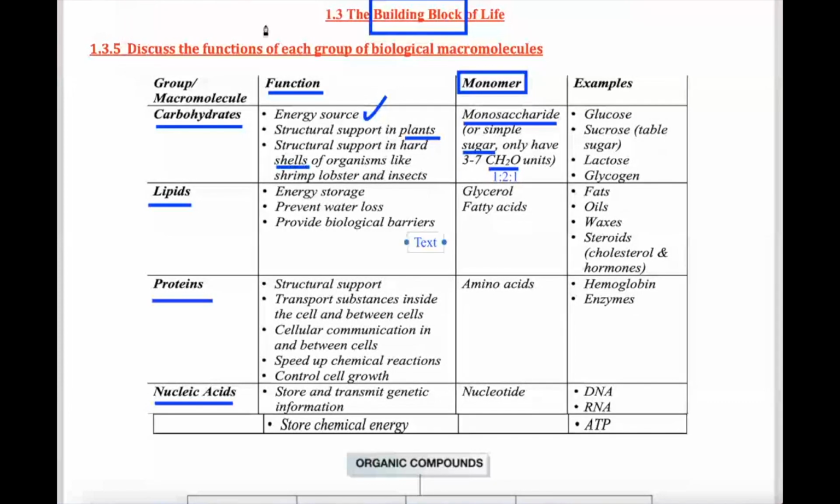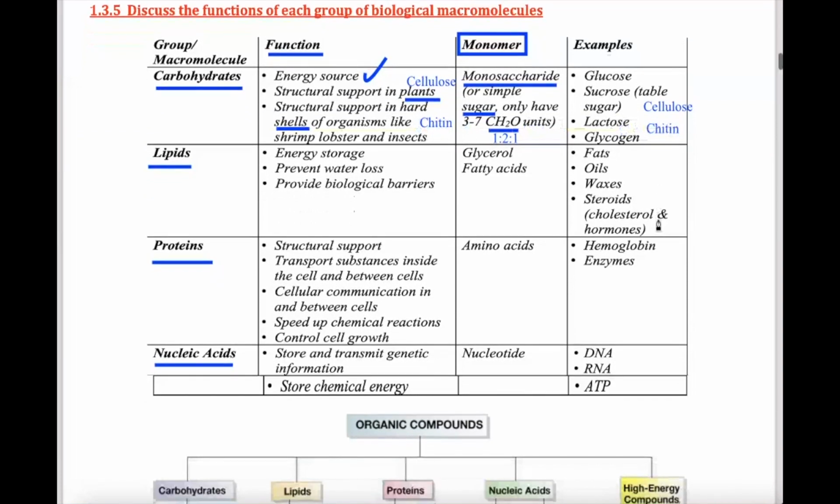Okay, so I will write them here on the top. If you say they are the structural support in the plant, the example is cellulose. If we say that they make the shell of the animals and insects, the example is chitin. These are like stored forms of the carbohydrates. Examples are glucose, sucrose, lactose, glycogen. Even now I can take it there. The cellulose is the example. I can take this one also there. The chitin is the example. So these are the examples of the carbohydrates.